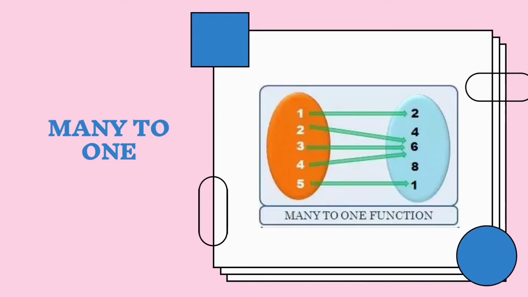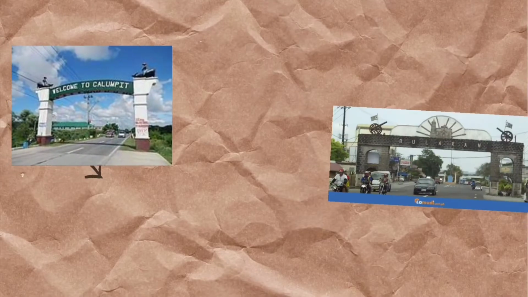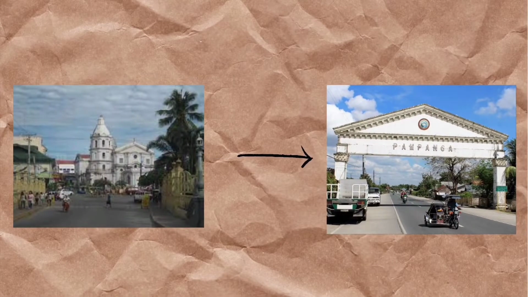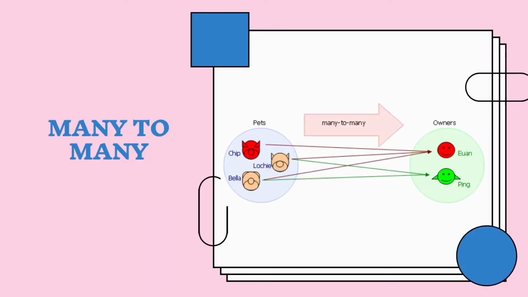Many-to-one relation. In set B, the first set or the domains are Calumpit, Malolos, and San Fernando, while the ranges are Bulacan and Pampanga. Now, can we consider this as a function? The answer is yes. Remember, only the value of the domain cannot be repeated or have the same value.